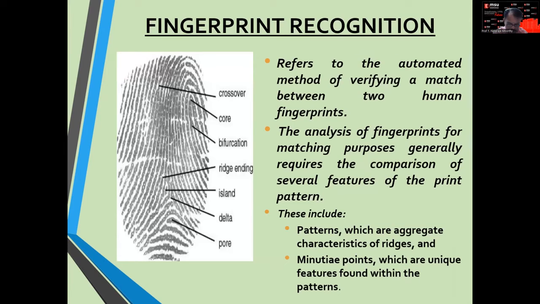Next is fingerprint recognition. It refers to the automated method of verifying a match between two human fingerprints. The analysis of fingerprints for matching purposes generally requires the comparison of several features of the print pattern. The pattern includes characteristics of ridges and minutiae points, which are unique features found within the patterns.